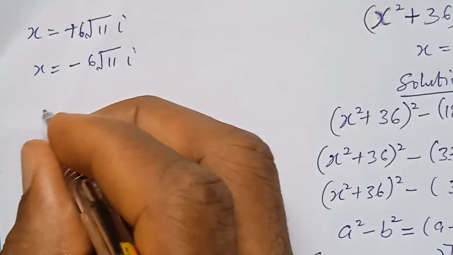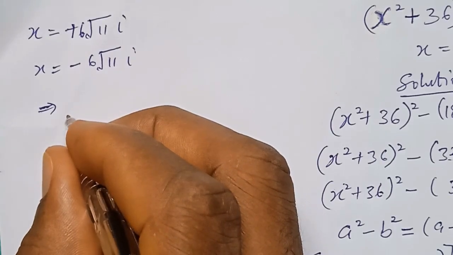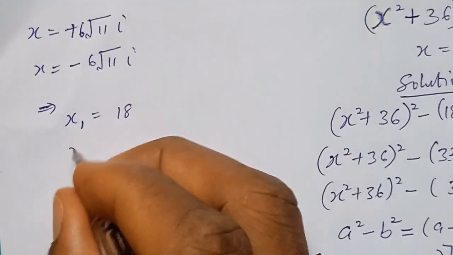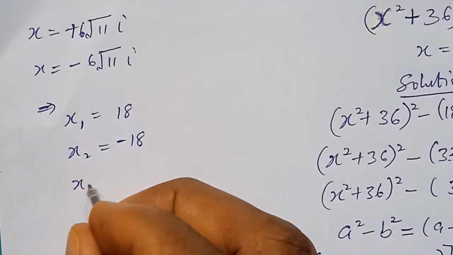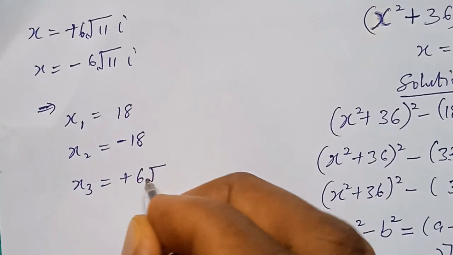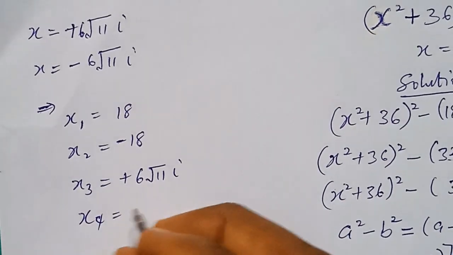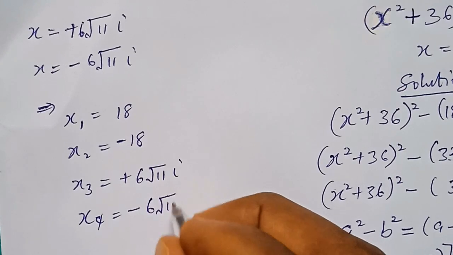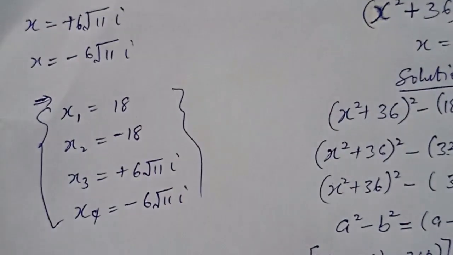So this implies that the values of x are: x1 equals 18, x2 equals minus 18, x3 equals plus 6 square root of 11 i, then x4 will be given as minus 6 square root of 11 i. So this implies all the values of x we are asked to find in this expression.